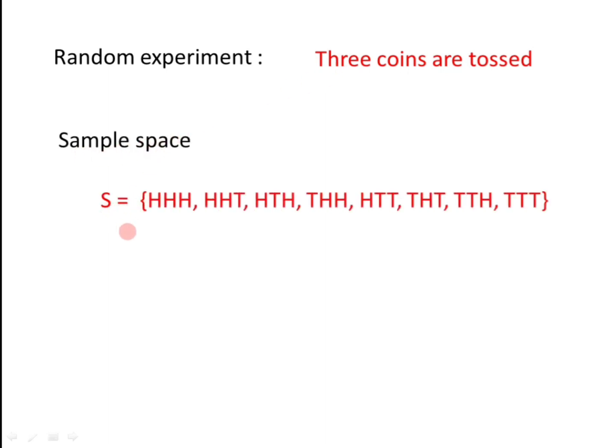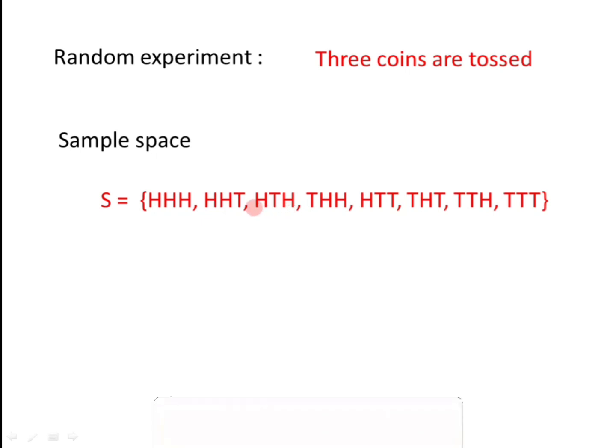Now let us have the next random experiment where three coins are tossed simultaneously. So if we toss three coins at the same time, we get a sample space as S is equal to HHH. So this is the first sample point where on all the three coins we can get head. The second possibility we can get HHT, that means on the first coin we can get head, the second also we can get head, and on the third one we can get tail.